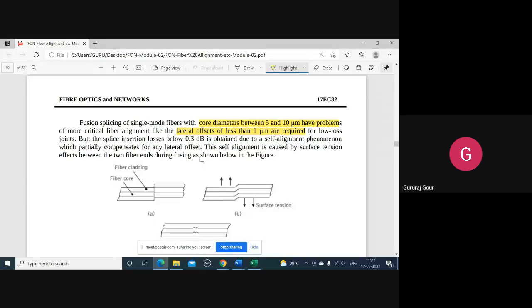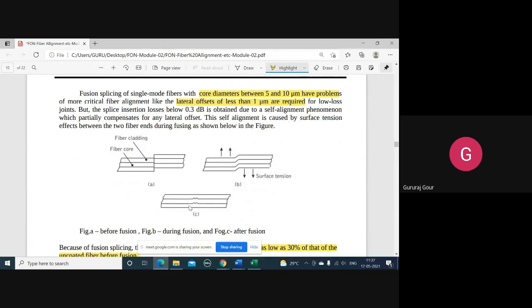Lateral offset we actually want to avoid, but here it is required in the case of single mode fibers as far as fusion splicing is concerned. As the core diameters range from 5 to 10 micrometers, they can keep the insertion loss limited to below 0.3 dB. So you can see some lateral offset will be there, as visible in figure C.